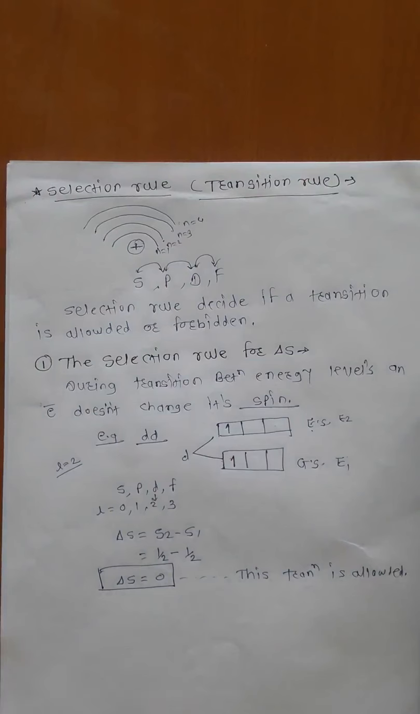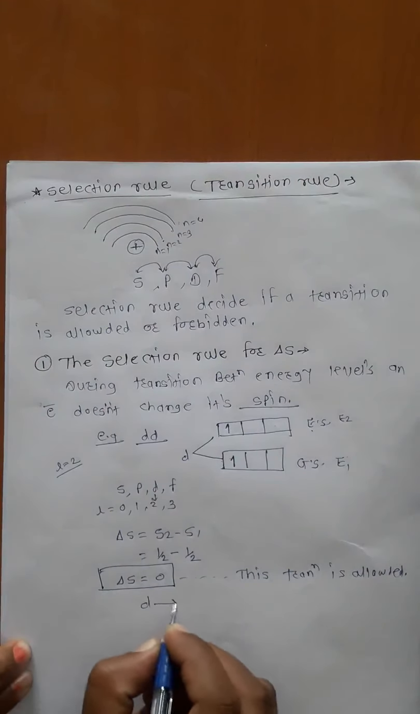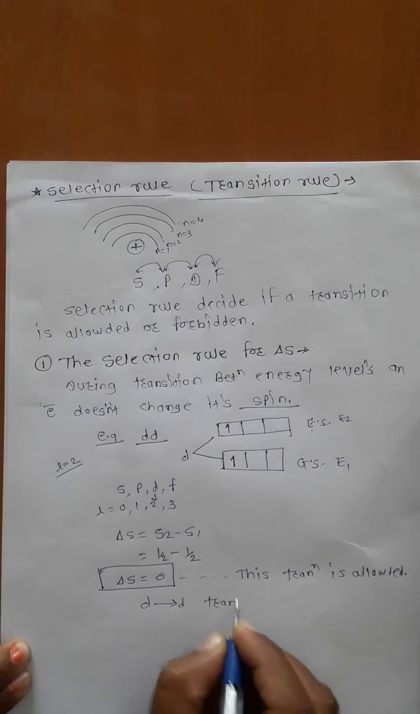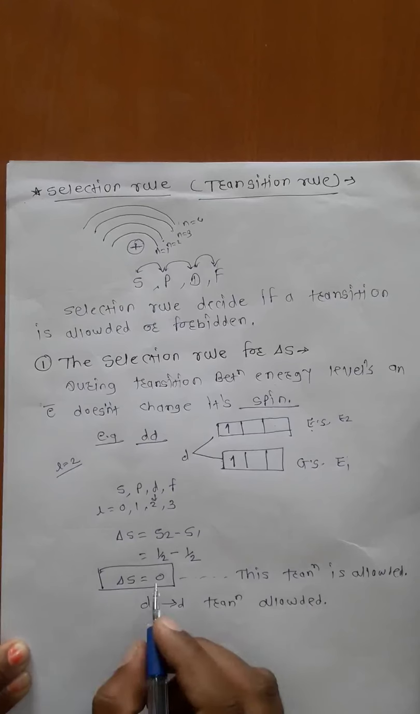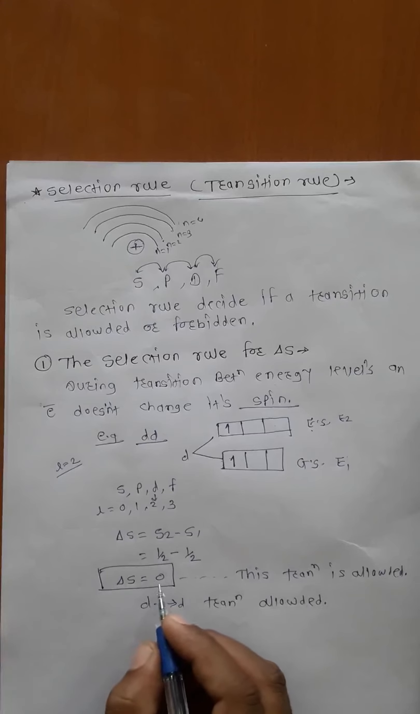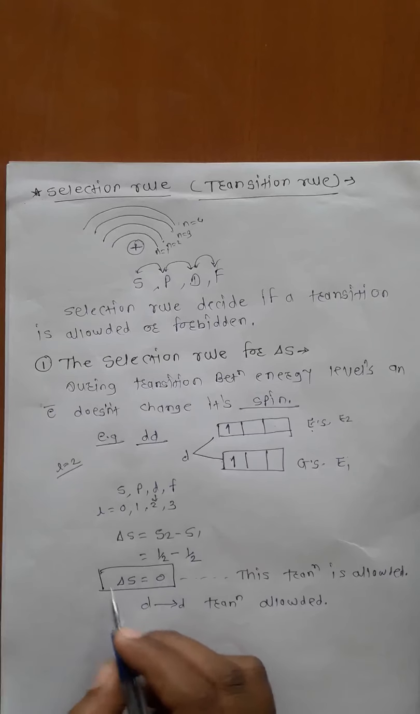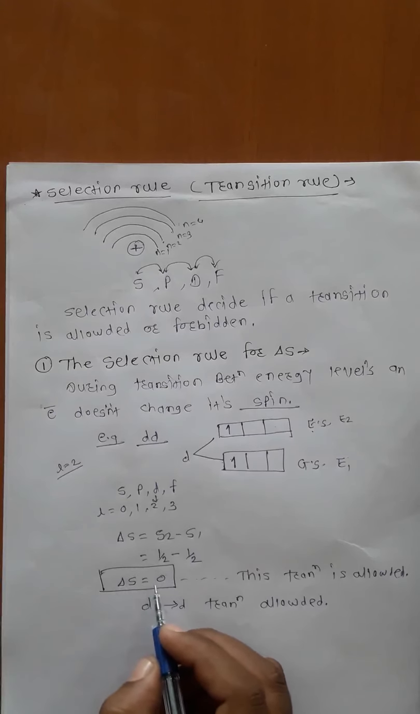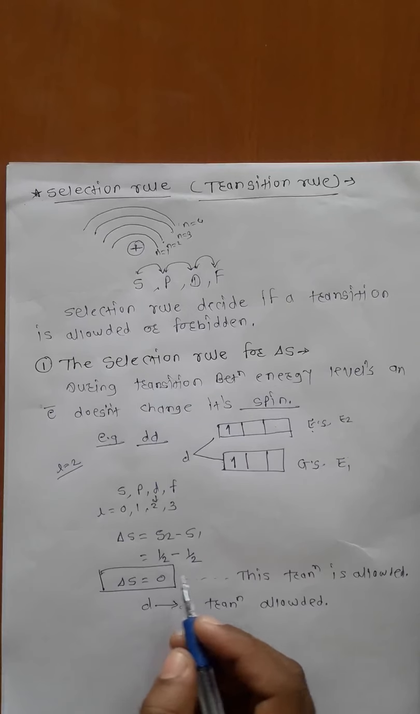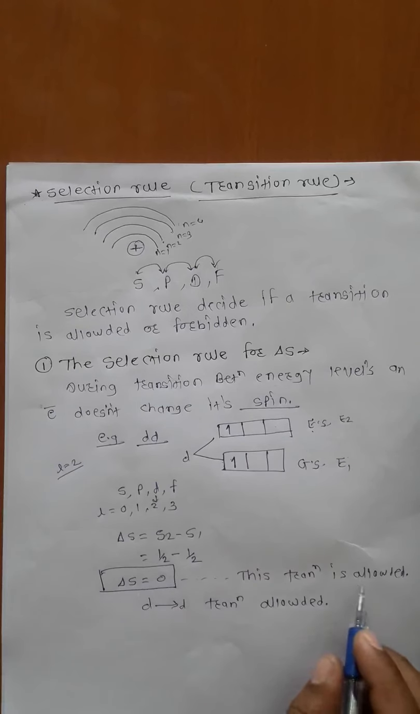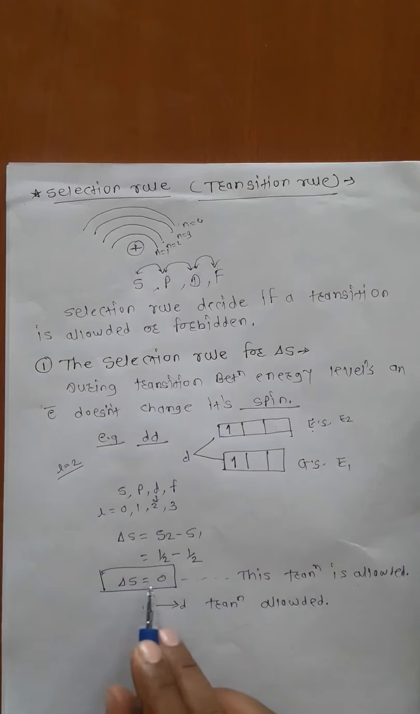So D to D transition is allowed. Whatever the value of delta S, if it is plus or minus 1 or plus or minus 2, then the transition is forbidden. If delta S remains 0, the transition is allowed.